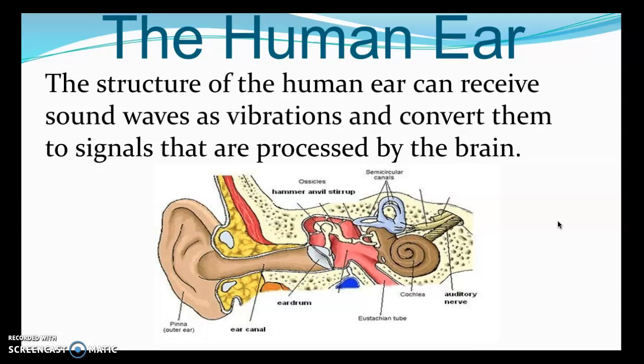So, if you thought it was complicated to get to your ear, the ear is probably the most complicated part of that whole process. The structure of the human ear can receive sound waves as vibrations and convert them to signals that are processed by the brain. So your ear is basically, if I could summarize it, an air vibration to electrical signal outputter. It takes in air vibrations and very delicately turns them into electrical impulses that go through your nerves into your brain. And your brain really makes you imagine that you're hearing what you're hearing.